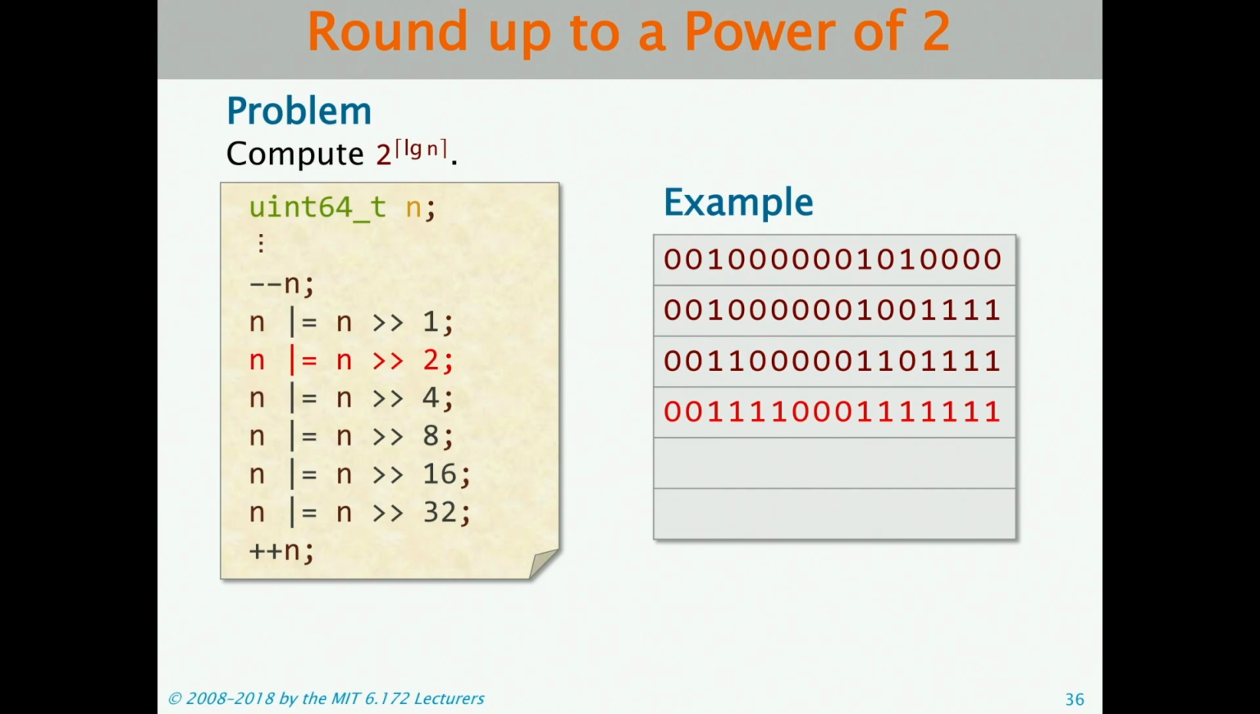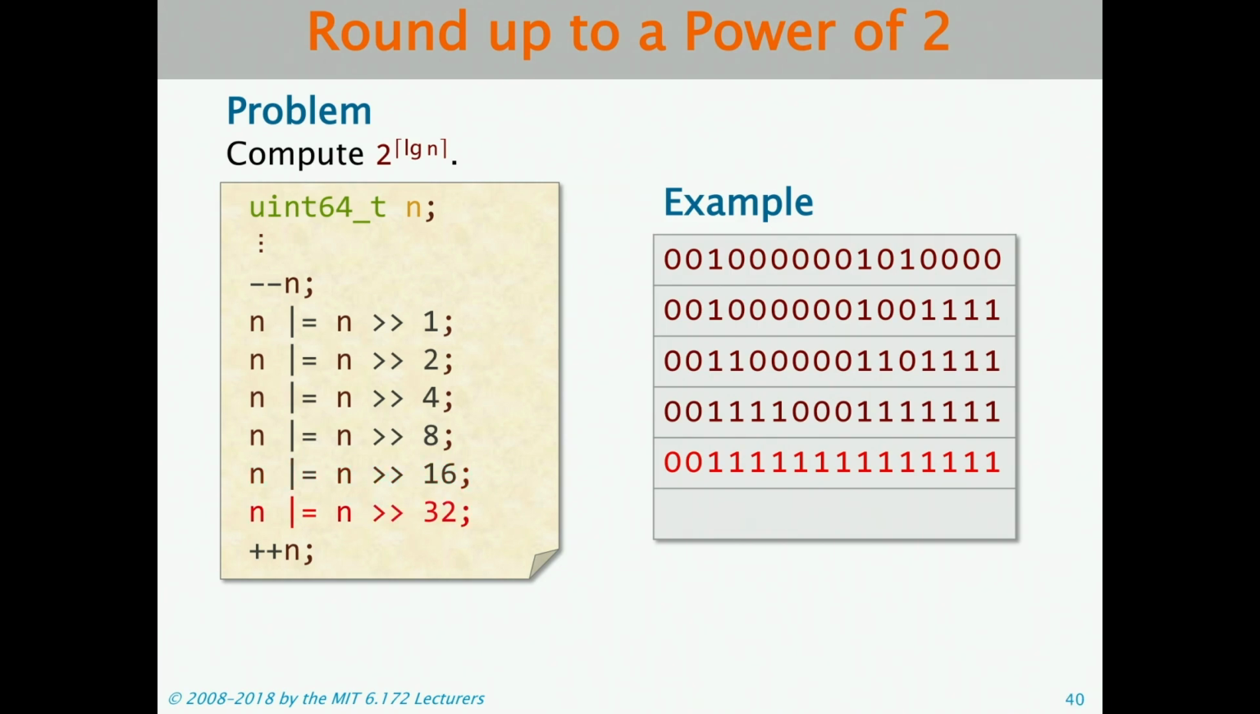For the next line, we're propagating the 1 bits 2 positions to the right. So this 1 bit here gets copied here. This one gets copied here, and so on. And then the next line is going to propagate bits 4 positions to the right, then 8, 16, and 32. For this example here, when I get to this line, I'm already done. But in general, you have more bits in a word, which I can't fit on this slide.